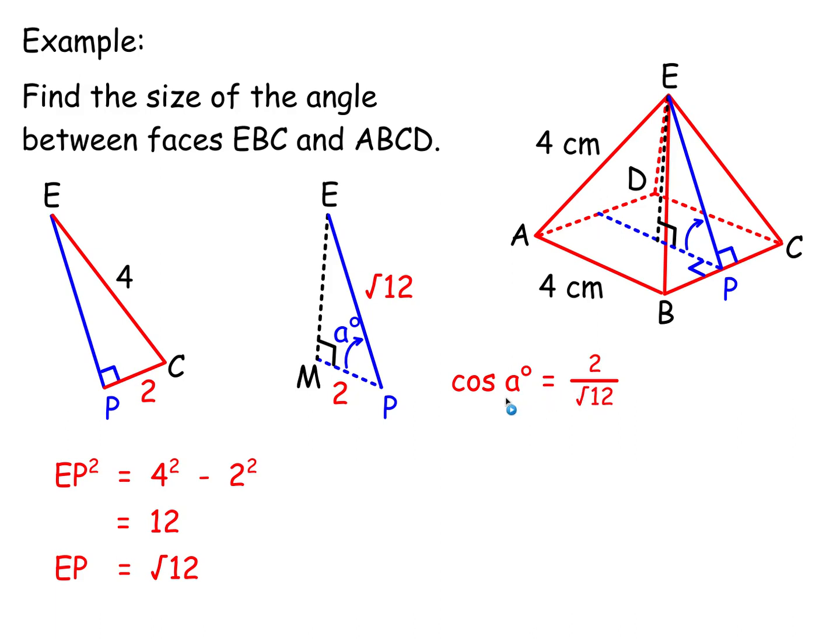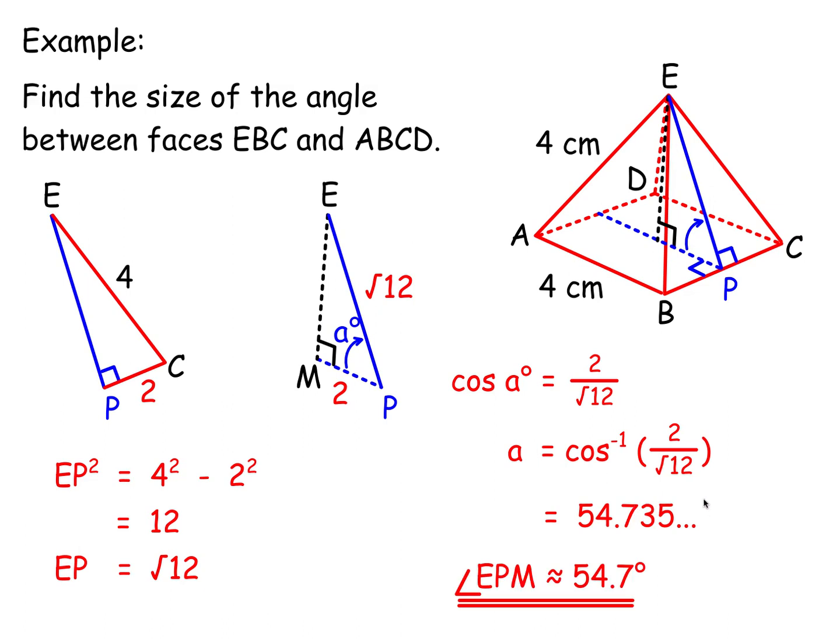You could just simply put in the calculator inverse cos and then put in the fraction button 2 and root 12 and get the answer. There it is. So you don't even have to work out what 2 divided by root 12 is in the calculator. Just put that into the calculator. Out comes an unrounded answer, and you can then round it off. So that's the angle between two faces. Quite complicated, a wee bit tricky.